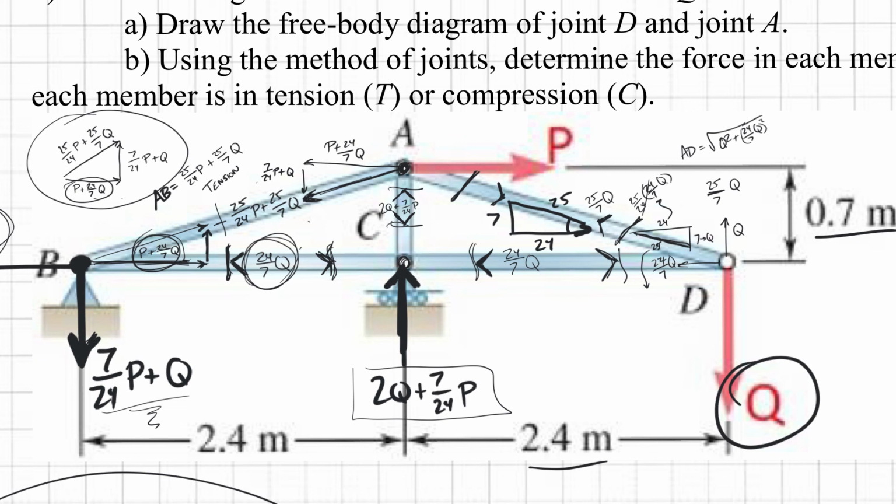Anyway, so this is pretty much how I would do it. Wait, I feel like I've done one of these. AB, is AB in tension? Where is AB? What did we decide for AB? Yeah, AB's in tension. Sorry, I wrote this down wrong.